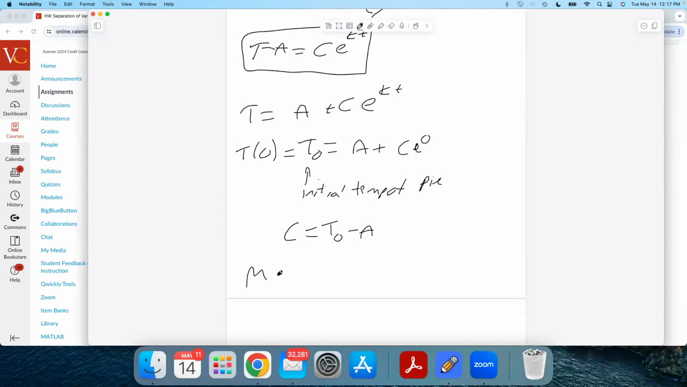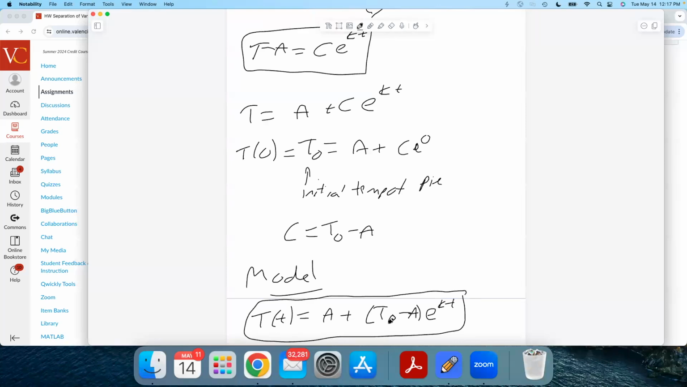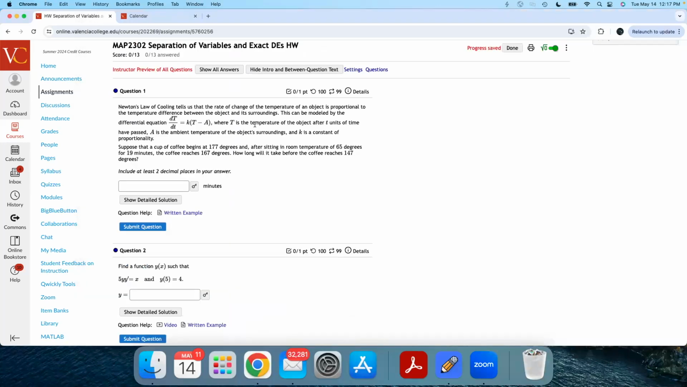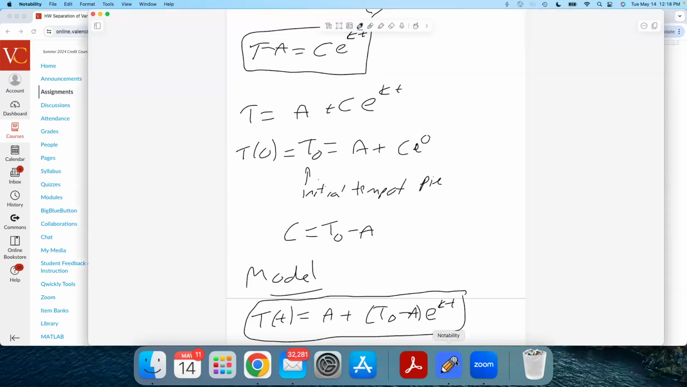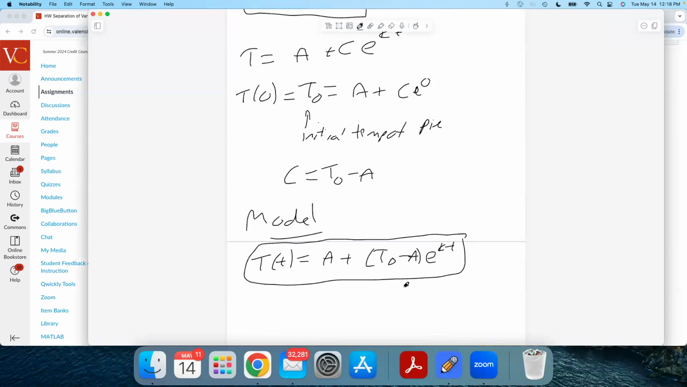So then my model, this solution to Newton's law of cooling, is T of t is A plus T naught minus A times e to the kt. Now, what they want us to do in this problem is use that solution. Whoever wrote this problem assumes you've already solved Newton's law of cooling in class. You can go through this work again if you want, but this is what your answer is going to look like.